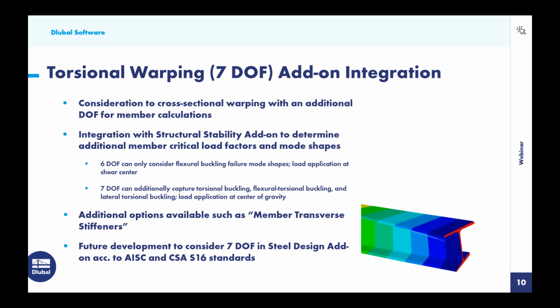Now, currently in RFEM 6, the 7 degrees of freedom is not linked in the steel design add-on when we're carrying out steel design according to AISC or CSA. It is currently linked for Eurocode only. We do plan to link those in the future to consider that 7th degree of freedom, but currently the full static analysis and the structure stability can easily consider the 7 degrees of freedom, which we'll see in just a minute. So just keep that in mind if we are taking that a step further with the steel design add-on.